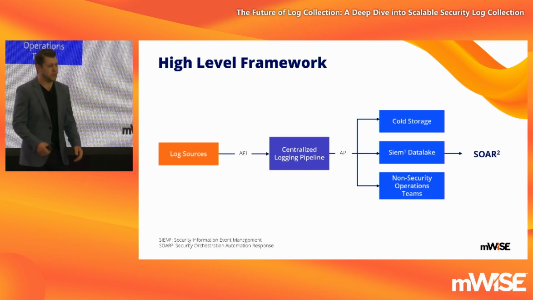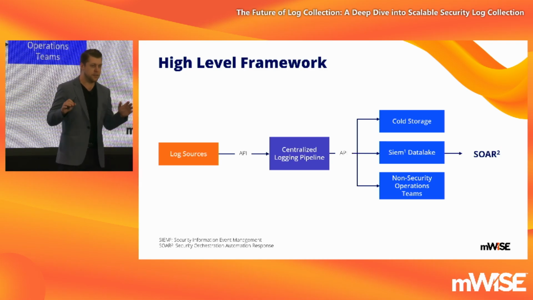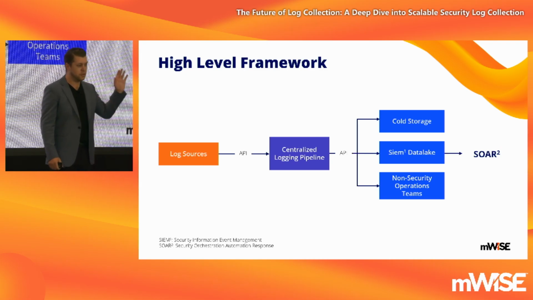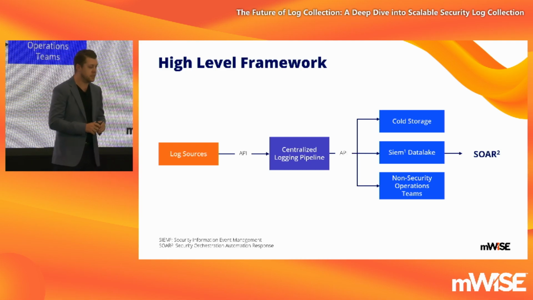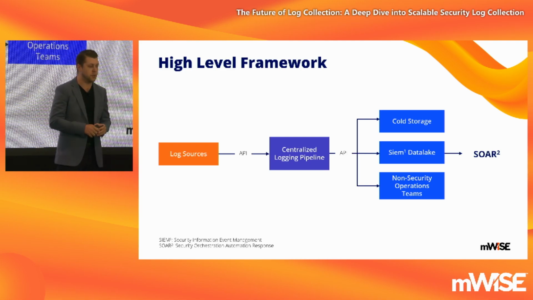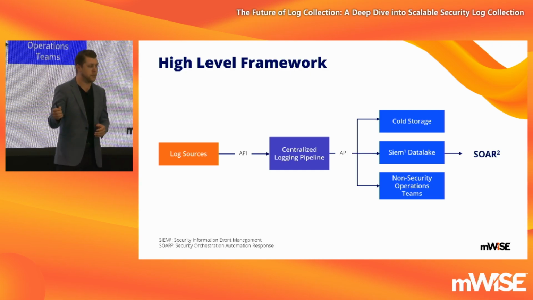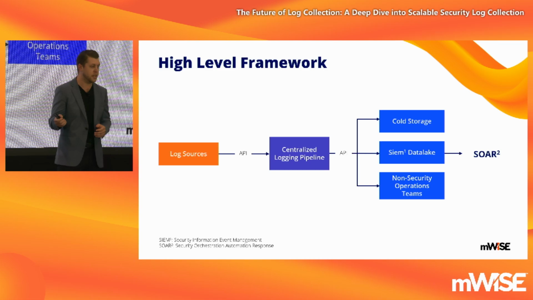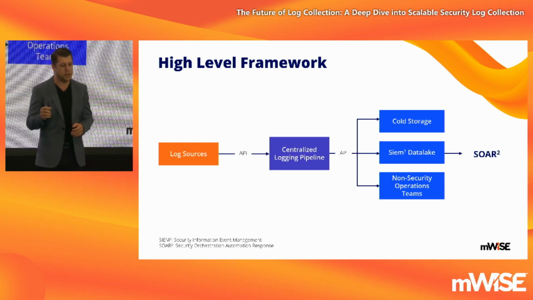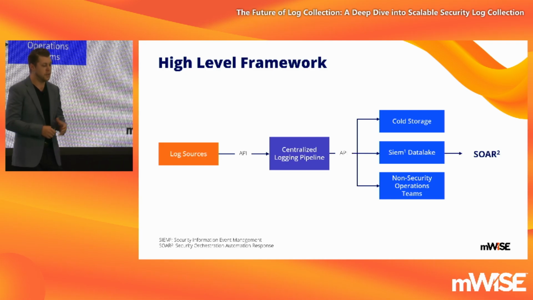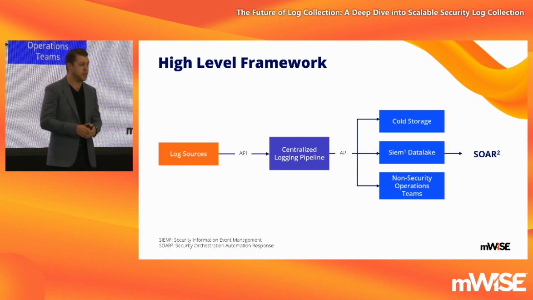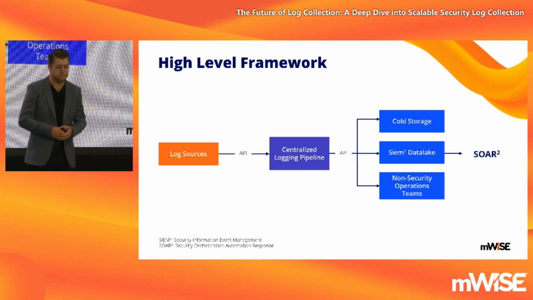So let's look at a high-level framework. If we're going at the very basic top level, think of log sources to a centralized logging pipeline destination that splits off to multiple destinations. What I recommend is a cold storage option. So depending on your compliance requirements, retention policy requirements, just send your raw data telemetry to cold storage right away, set it and forget it. In terms of your SIEM data lake functionality, definitely recommend sending that directly from the centralized logging pipeline or an intermediary layer, as we'll talk here shortly.